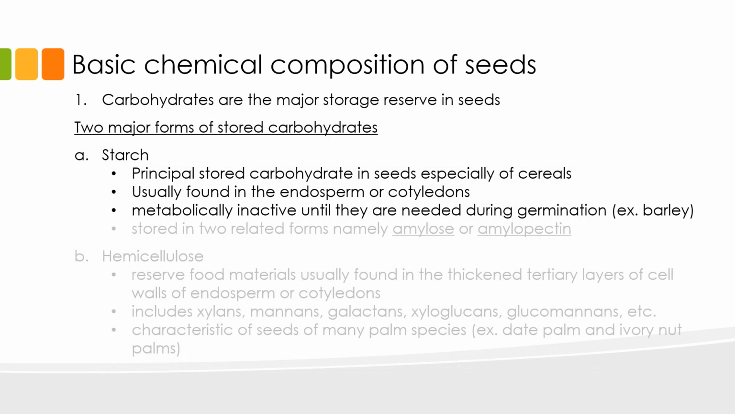Carbohydrates constitute one of the major chemical components of seeds. Carbohydrates can come in the form of stored food reserves or non-food reserves. Carbohydrates that are stored as food reserves will provide food for the embryo during germination. Starch and hemicelluloses are two examples of carbohydrates that are stored as food reserve. Starch is the main stored carbohydrate in seeds, especially in cereals like wheat, corn, and rice. They are usually found in the endosperm or cotyledons. Most starches are metabolically inactive until they are needed during germination, and a good example of this can be observed in barley.